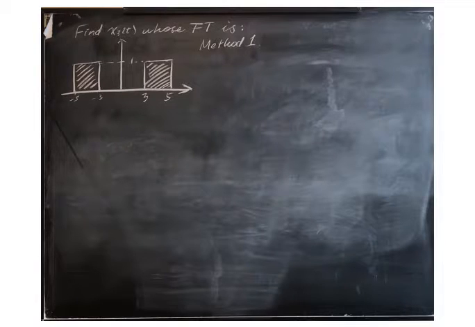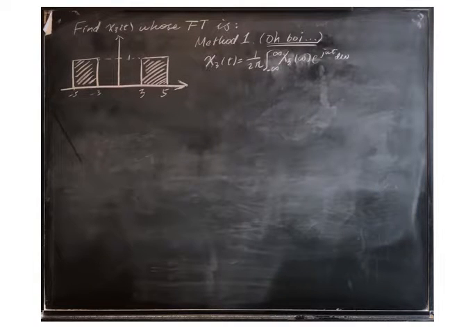For question 3, we need to find the signal whose Fourier transform is given by this graph. This question we also had two methods. The first one is a hardcore integral. Oh boy.